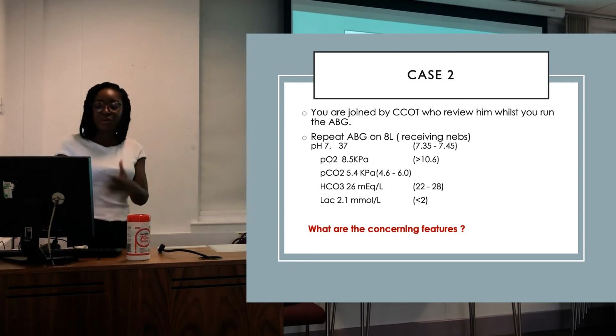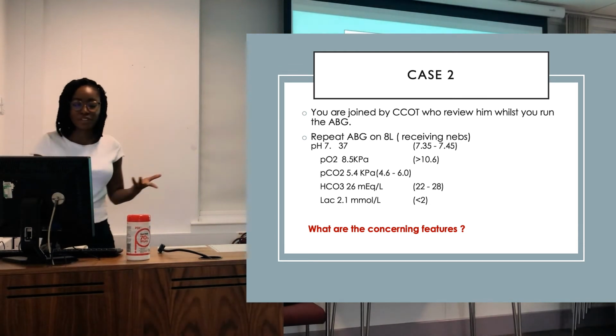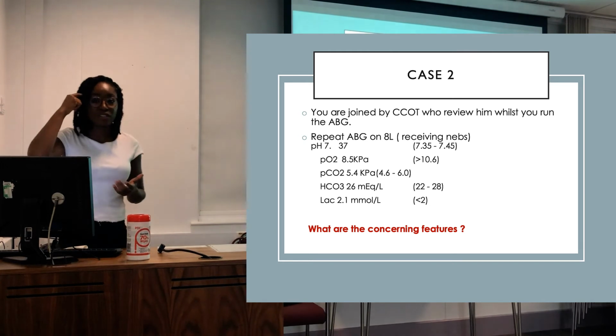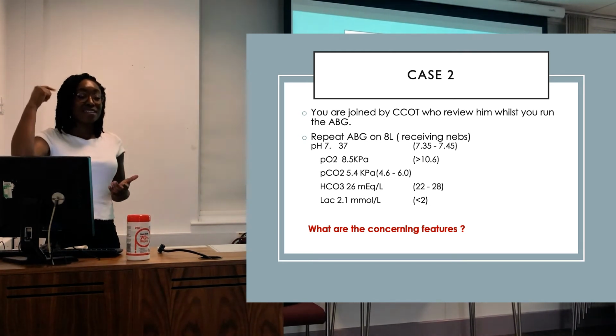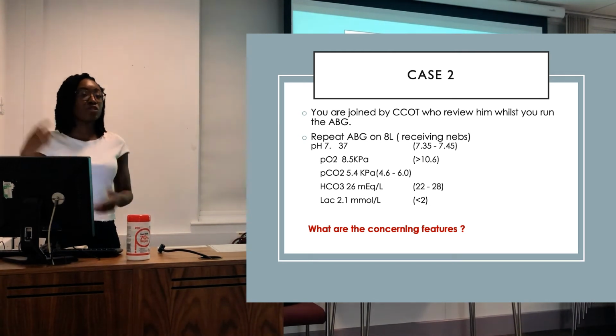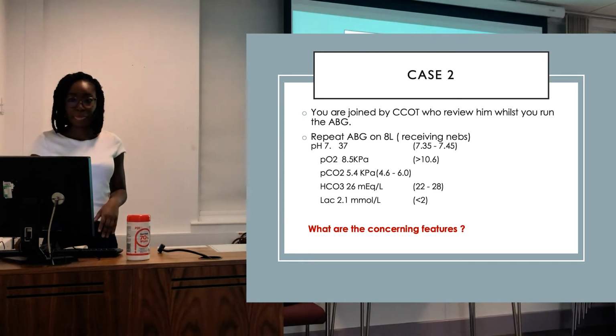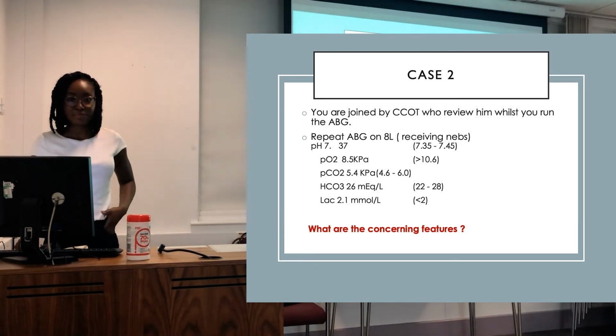So even though it's only 2.1, in your brain you're going to start thinking, okay, now he's becoming more hypoxic. Even looking at the O2, you're thinking he's becoming hypoxic. It's quite a delayed marker as well, isn't it? Exactly. So if it's already there, you know things are going on.